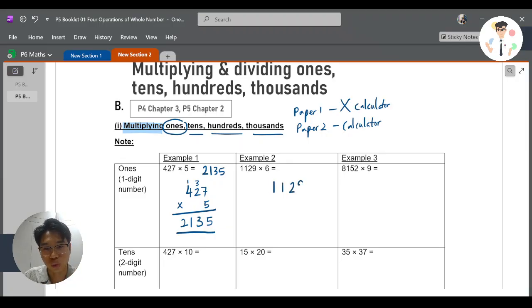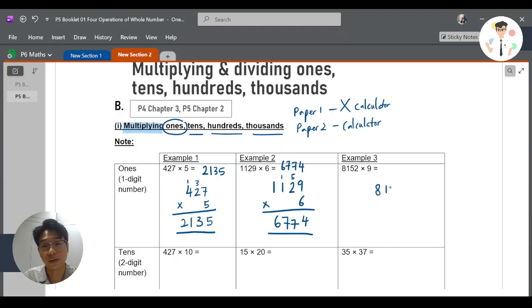1129 multiplied by 6. 9 times 6, 54. Correct? 6 times 2, 12. But for 12 we must add 5. That gives you 17, 1, 7. 1 multiplied by 6, 6, plus 1, 7. 6 times 1, 6. That will be your answer, 6774. Okay, let's move on to the next example here.